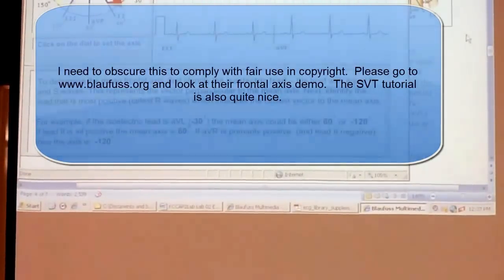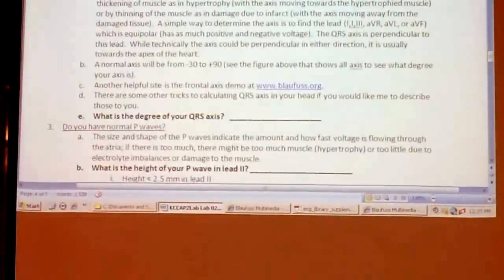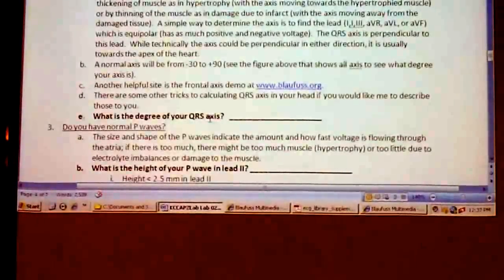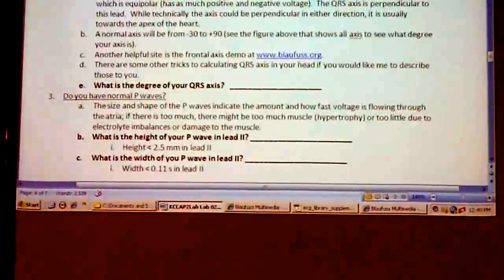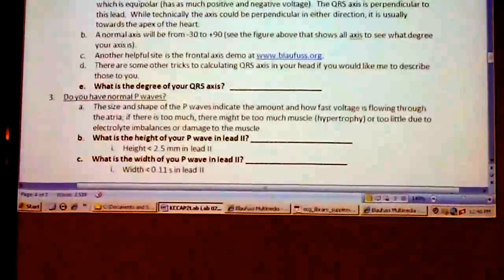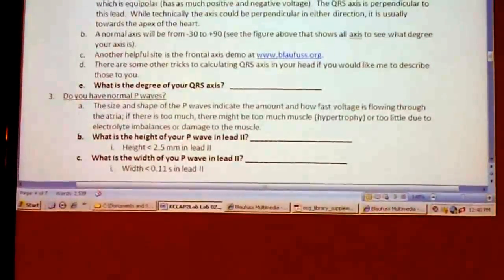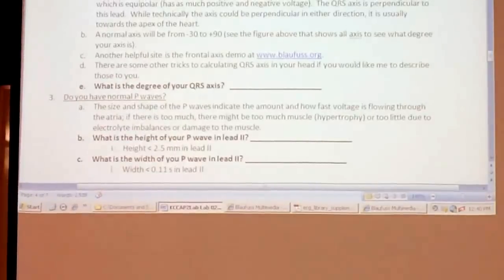So what you will do for your lab is figure out the degree of your QRS axis and write it down. The next one we're going to do is, do you have normal P waves? And essentially we're looking at the height and the width.